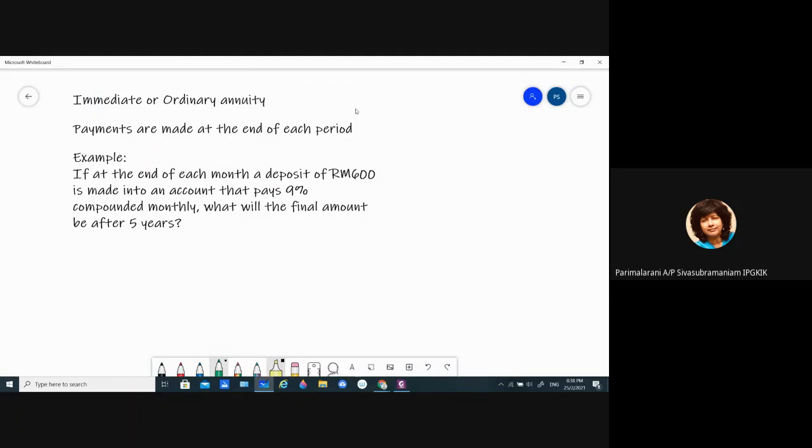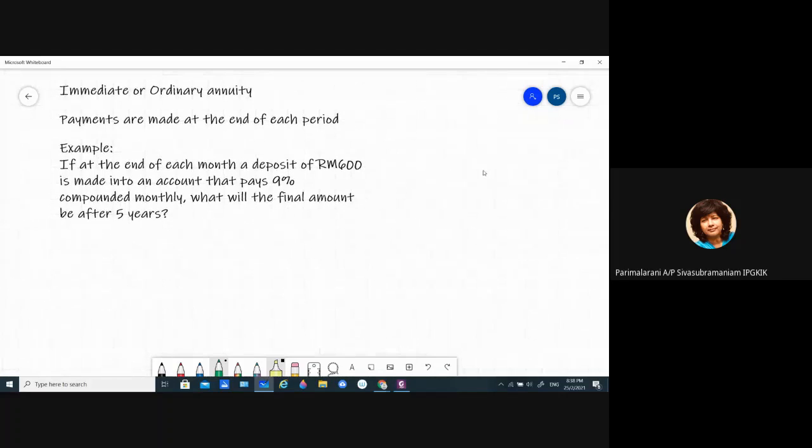Okay, so we're going to start with ordinary annuity. Ordinary annuity, also known as immediate annuity, or ordinary annuity certain. They are both the same thing. In an ordinary annuity, payments are made at the end of each period. And you know exactly how many months you are going to make the payments, and you know how many months the interest is calculated for.